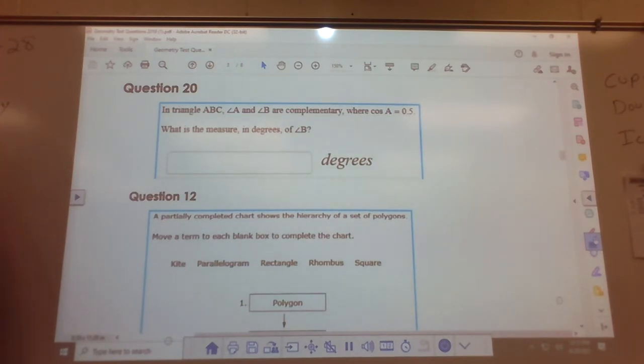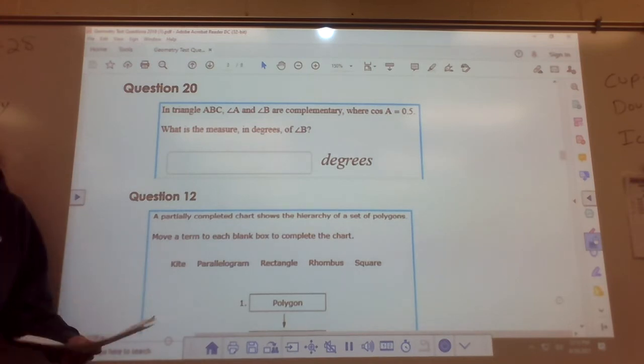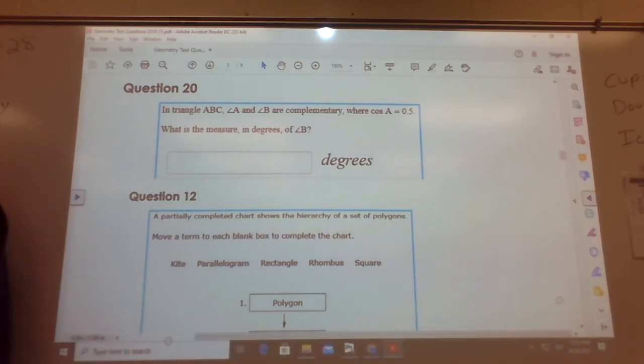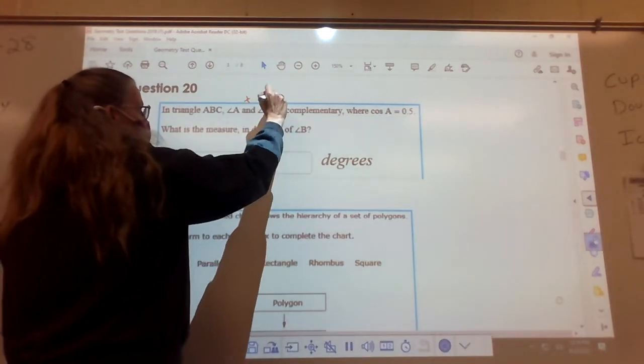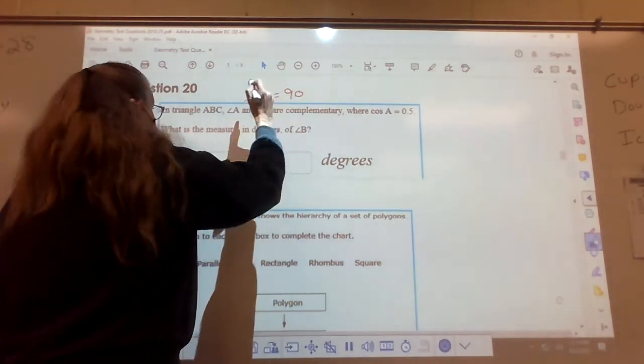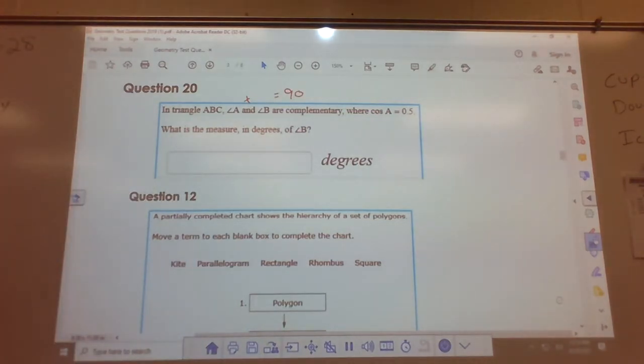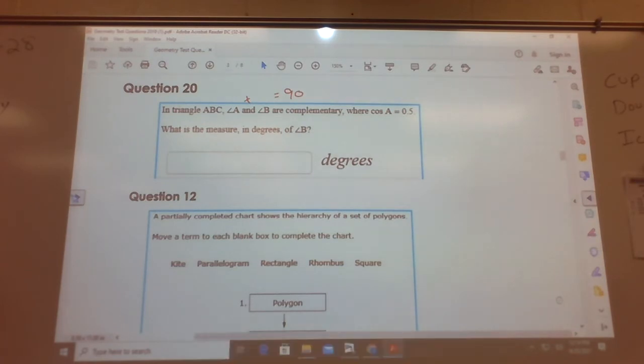Remember, we have complementary, supplementary. So complementary are two angles that add up to 90. So angle A and angle B, if I add them together, I'm going to get 90. That's what complementary means. Complementary adds to 90. Then it says something about a trig function. Cosine is a trig function.